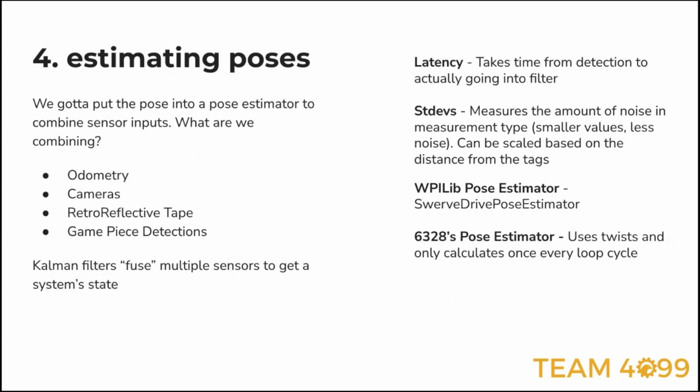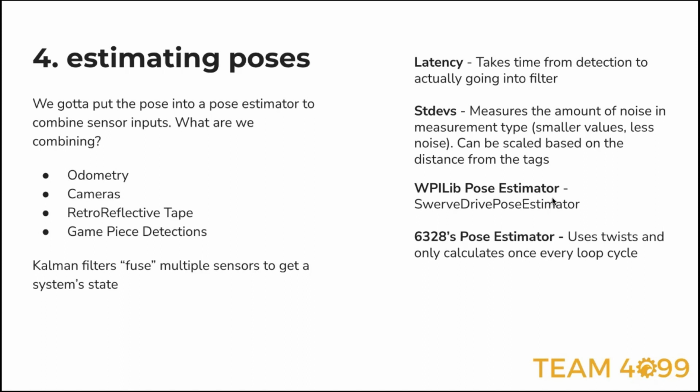The next thing you also have to put in is standard deviations. Standard deviations generally measure the amount of noise in your measurement type. Something like odometry is going to have a lot less noise in its detections compared to something like AprilTags or game piece detections. So my standard deviations for something with less noise like odometry will be a lot lower, values closer to 0.05 or 0.025, whereas cameras will have higher standard deviations just because there's a lot more error, meaning I'm going to have something close to 0.35, 0.5, 0.75.